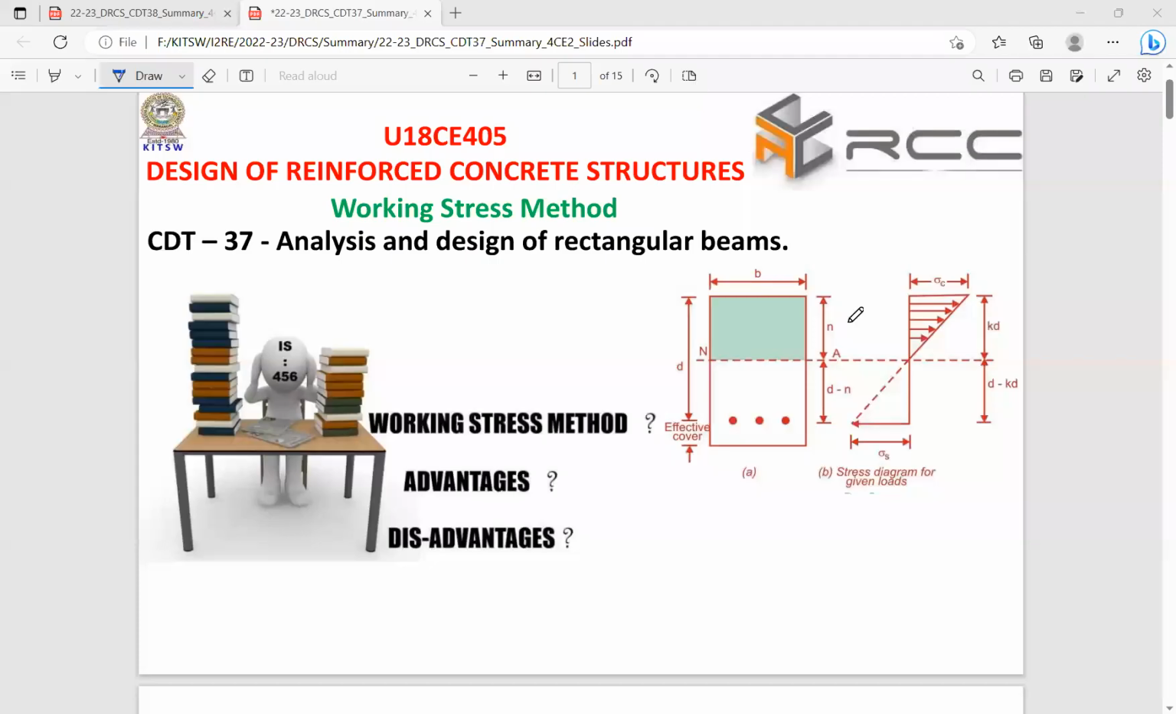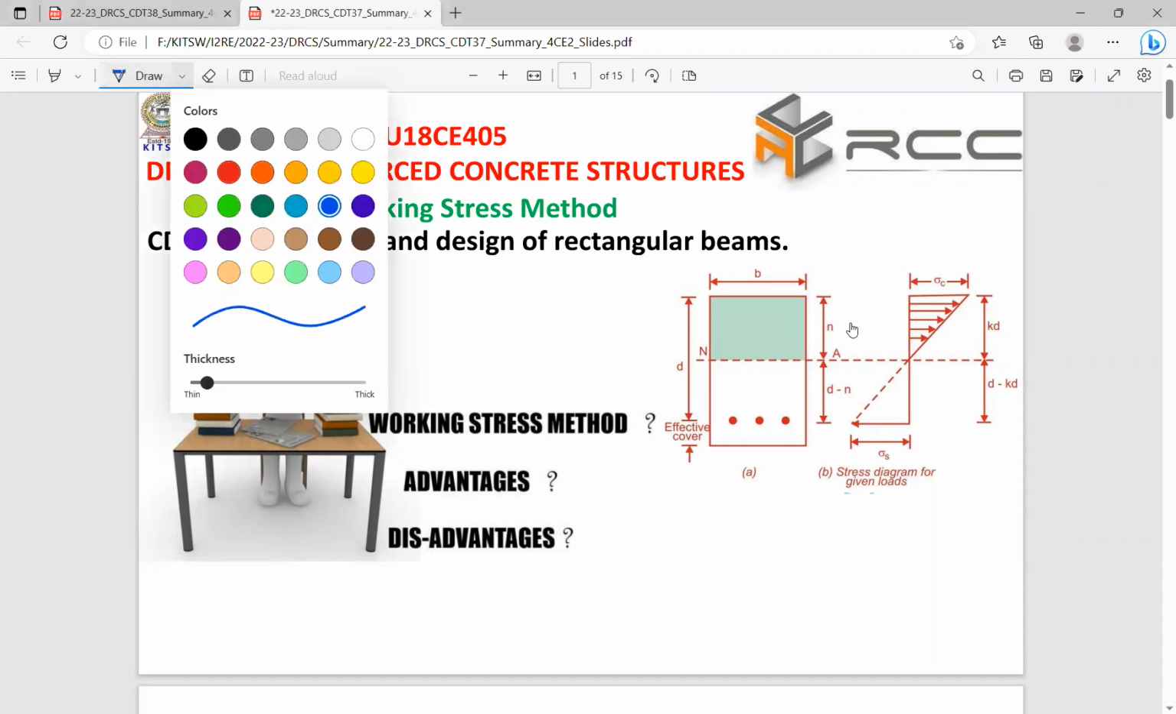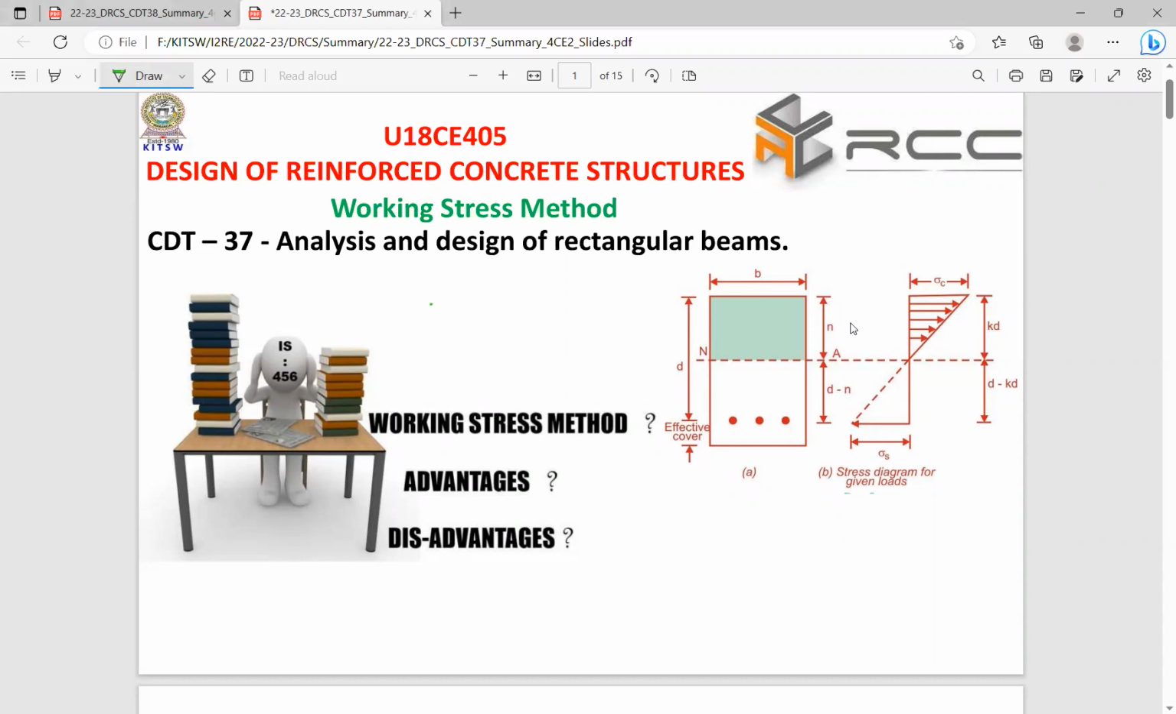Hello all, for the design of reinforced concrete structures course. In this, we will discuss CDT 37, that is the analysis and design of rectangular beams by using the working stress method of design. In the working stress method of design, let us see the difference between the limit state method of design and the working stress method of design, the stress variation.